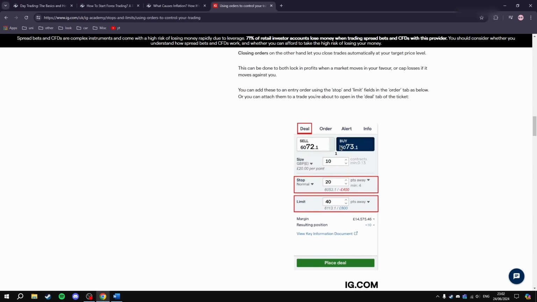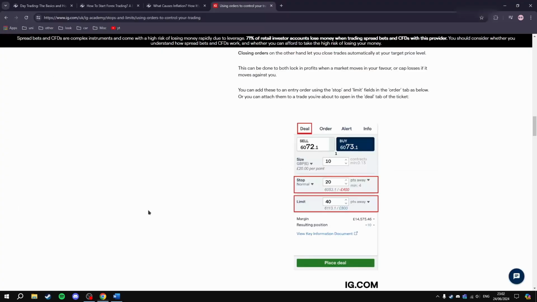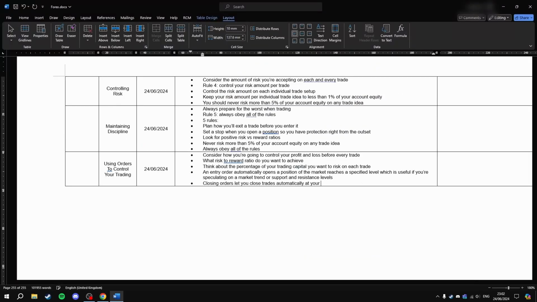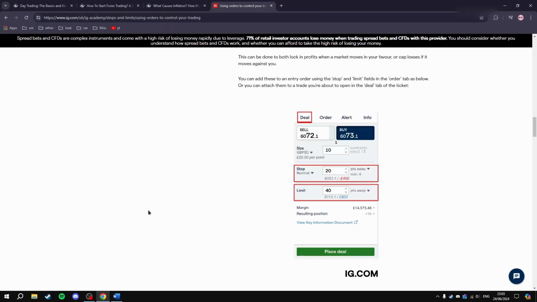Closing orders on the other hand let you close trades automatically at your target price level. This can be done to both lock in profits when a market moves in your favor, or cap losses if it moves against you.